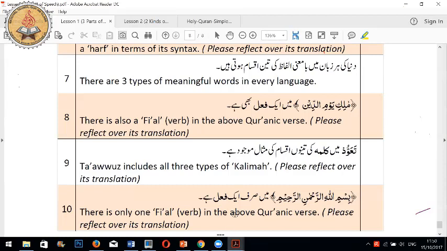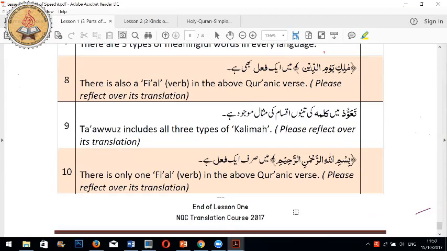And the last, Bismillahir Rahmanir Rahim, the very first verse of Surah Al-Fatiha and the Quran. There is only one fi'l in the above Quranic verse. Please reflect over its translation and testify or negate, correct or incorrect. Bismillahir Rahmanir Rahim. So that concludes our lesson 1.